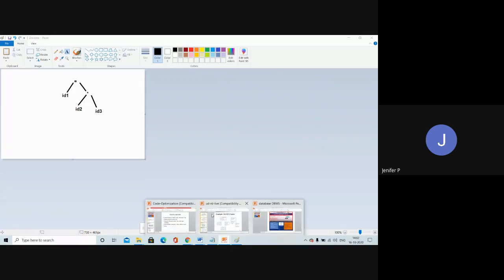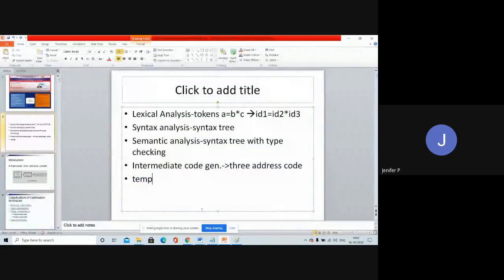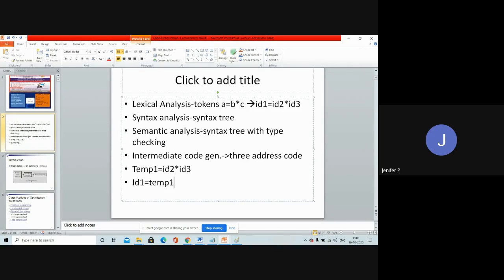Yeah, so the three address code will be, let it be temp1 or t1 or u, whatever you can use. It is just a variable. Temp1 is equal to id2 into id3, right? Next comes the assignment operator. Temp1 equal to id2 into id3, and that will be assigned to id1. So id1 equal to temp1. Okay, so this is your output for intermediate code generation.